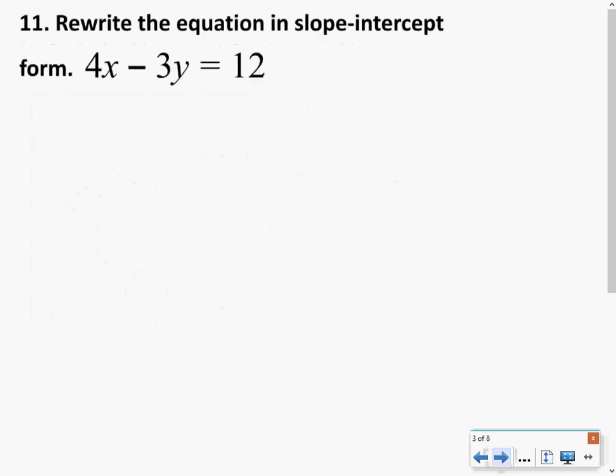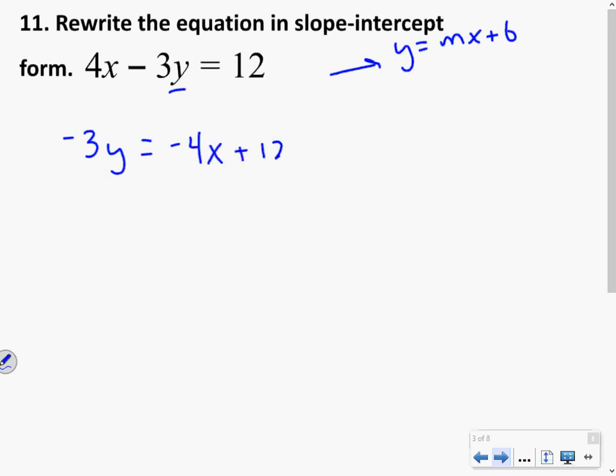So let's move on. Okay, let's talk about some line stuff, some linear equation stuff. If I want to rewrite this equation in slope-intercept form, which is my y = mx + b, I really just need to solve this equation for y. Get y by itself, and it should go to slope-intercept form. So I'm going to subtract 4x first. Then I'm going to divide by negative 3. And there you have it.